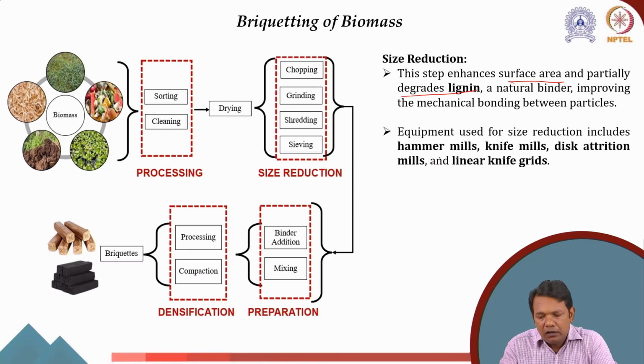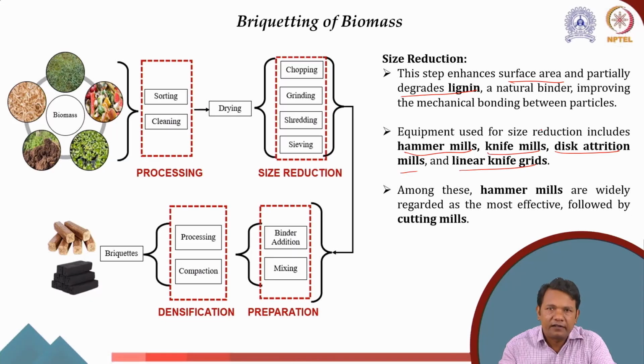Similarly, you can use either a chopper or a grinder, or shredding or sieving. Besides that, there are several other equipments used for size reduction, that includes hammer mills, knife mills, disc attrition mills, and linear knife grids. Now these all are to decrease the size.